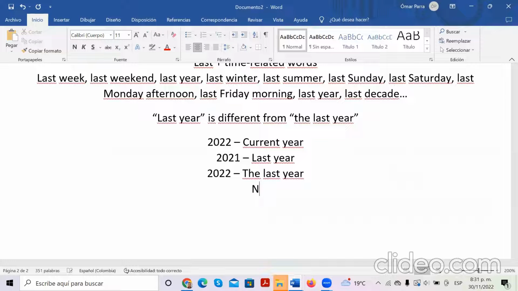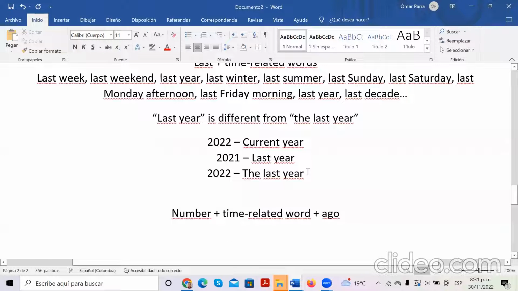Number plus time-related word plus the word ago. It's actually like this, okay?